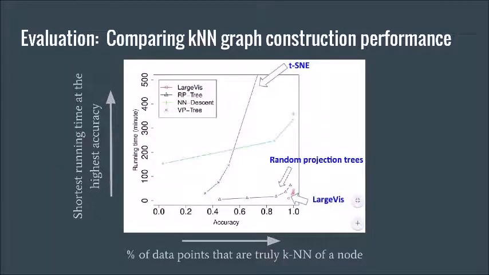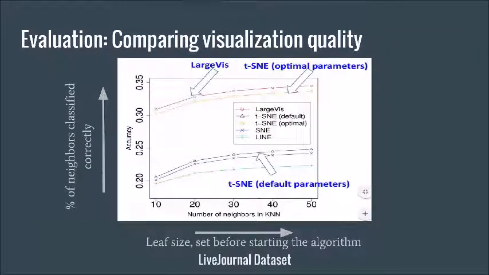Let's consider the graph construction performance. t-SNE needed 16 hours of runtime for 3 million data points with 100 dimensions. LargeVis needed 25 minutes, which is over 30 times faster than t-SNE. Moving on to accuracy versus the number of neighbors in KNN, it's found that LargeVis is more effective than or comparable to t-SNE with optimal learning rates.